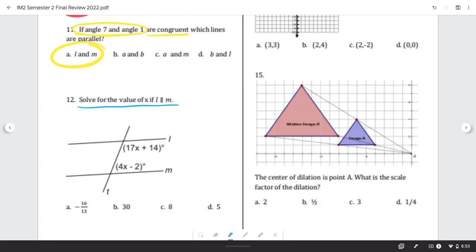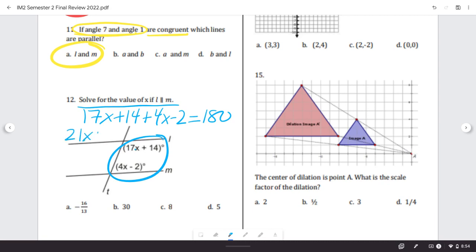Okay, solve for the value of x if L and M are parallel. So if L and M are parallel, that means that these two are same side interior, so they are supplementary. 17x plus 14 plus 4x minus 2 equals 180. We're going to combine like terms, so 21x plus 12 is 180. 21x is 168. Divide both sides by 21, and x is 8. And make sure you read the directions again. It just says solve for the value of x. So we don't have to plug in x to anything.